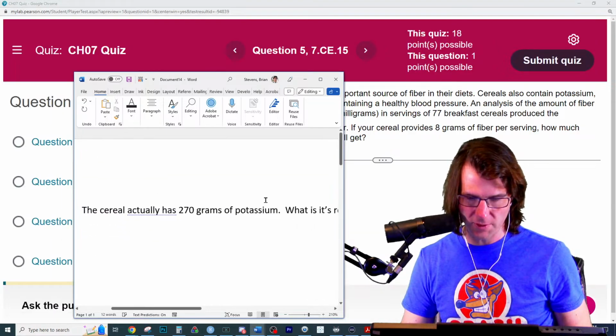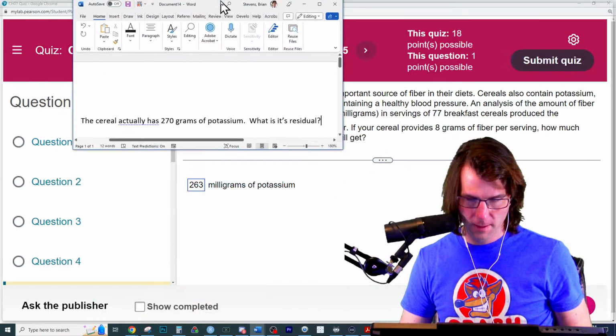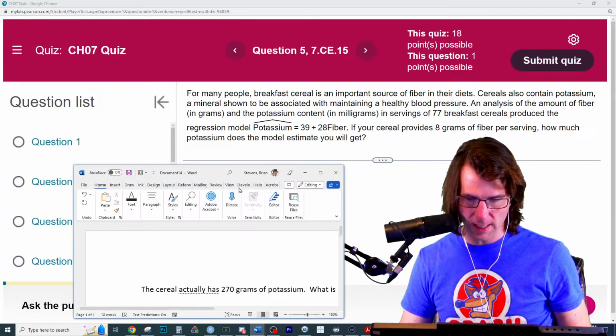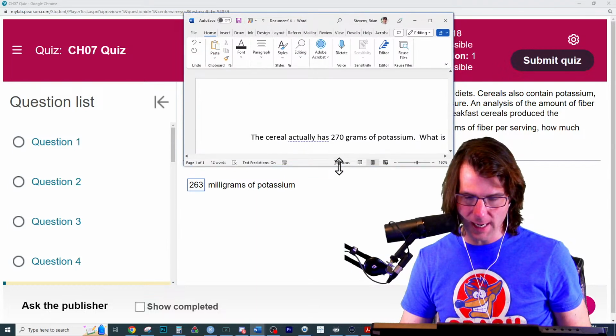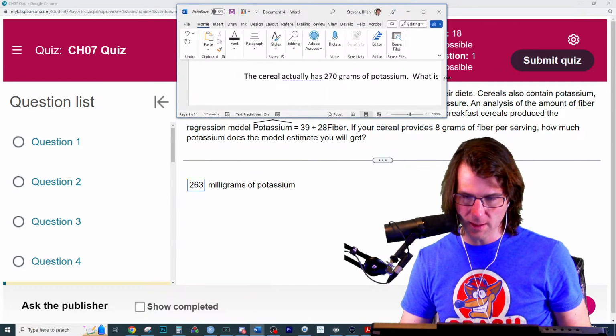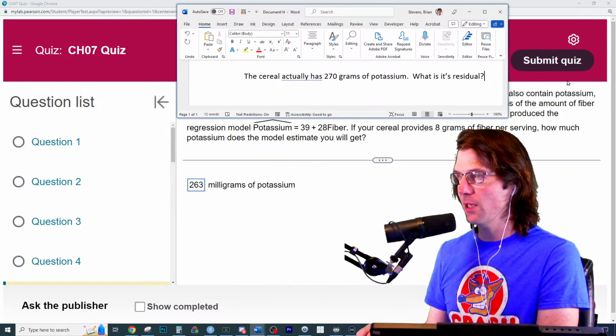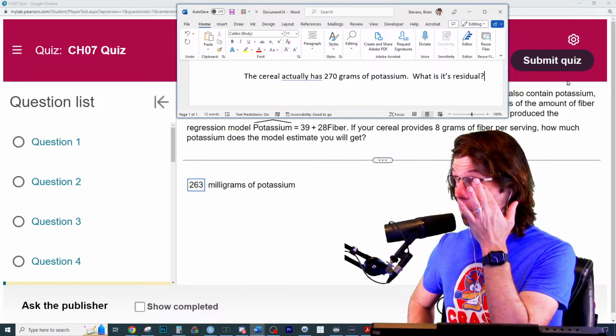So can you solve this? Here's the addendum to the question. The cereal actually has... So when I say it actually has this, I'm telling you its value of what? So I'm making this a bigger question right here. We have to solve another part. The cereal actually has 270 grams of potassium.